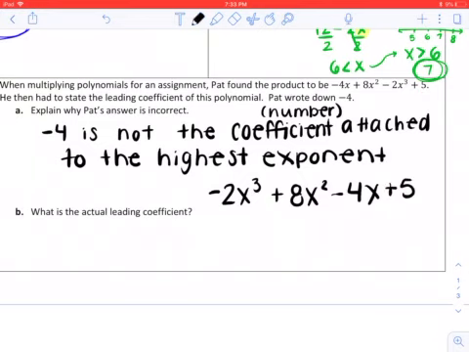So the actual leading coefficient is the coefficient. It's the number attached to the term with the highest exponent. My highest exponent term is the 3, so the number attached to that is negative 2.